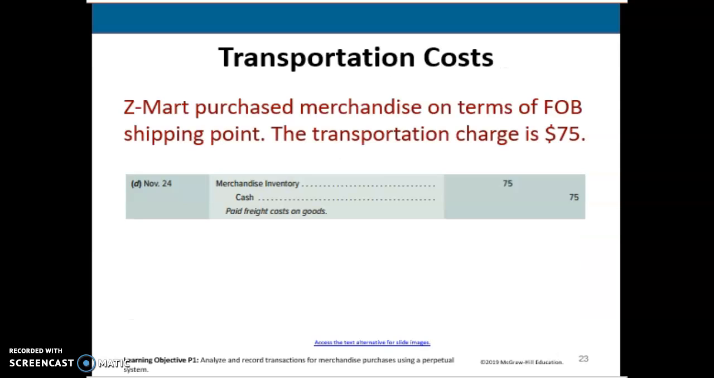Here's an example. So if we purchase merchandise on terms of FOB shipping point and we had a transportation charge of $75, if we're the buyer and it's FOB shipping point, that means we pay for the transportation charges. We increase the cost of our inventory for that shipping. So we're going to debit merchandise inventory and we're going to credit cash.